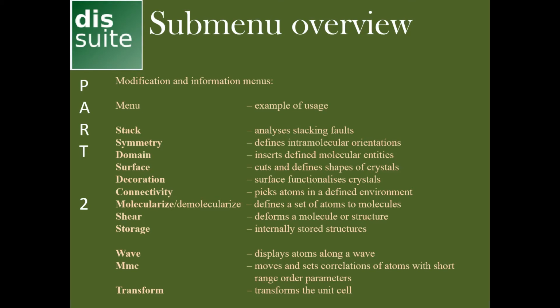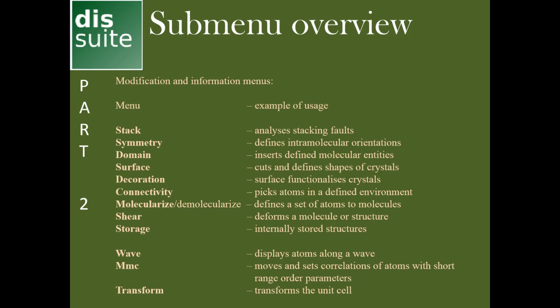The connectivity goes more into the atomic structure and lets you define an environment around atoms. Molecularize lets you set flags to atoms so that you can work with them as a defined entity, as a molecule. Shear then lets you deform molecules or whole structures. That's also quite important. Storage is not that important. You can leave it out for now.